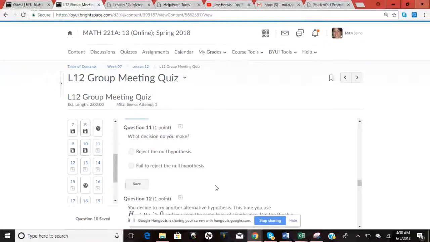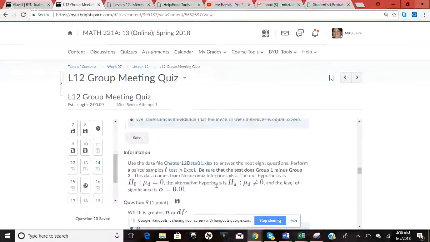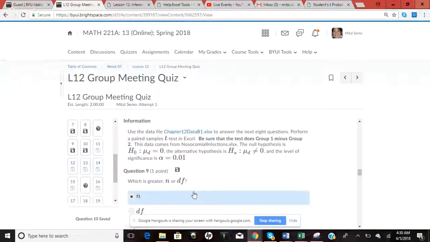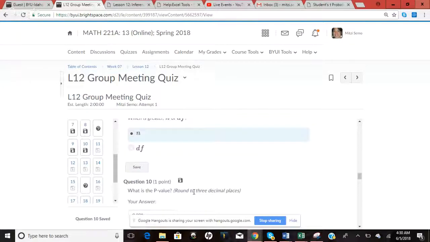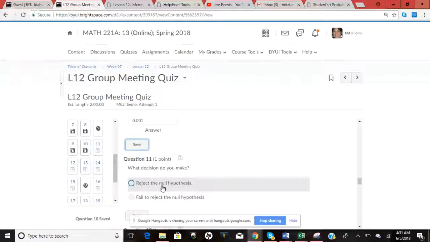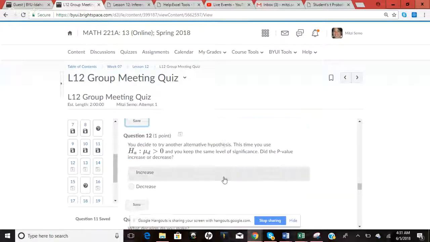Okay, what decision did she make? And so let's look back here. 0.01, so the significance is higher. So the P is low, so we reject the null. See how that's catchy? If the P is low, reject the null. Then decide to try another alternative hypothesis.